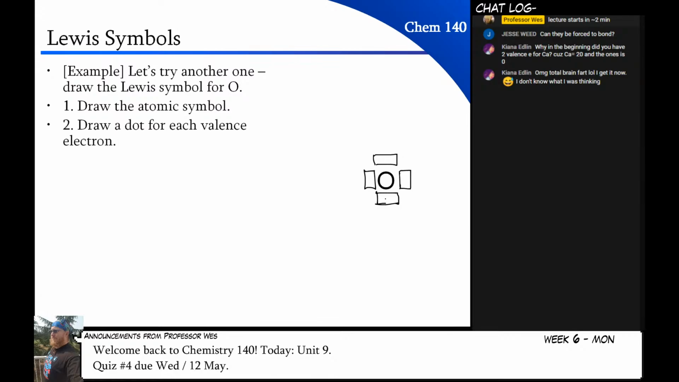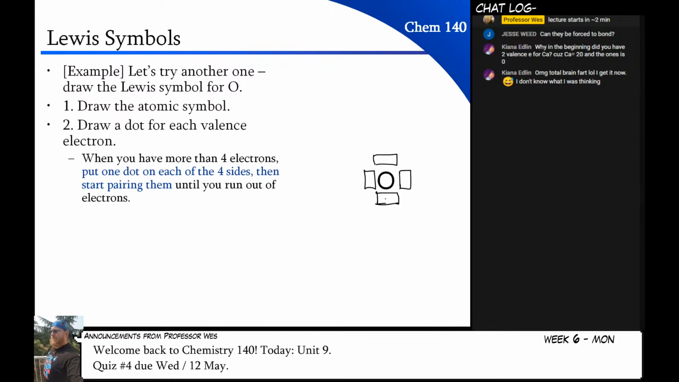And the reason that we pick 4 sides is because this mostly matches what we discover when we look into molecular geometry, which we'll talk about in 161. But for our purposes, we're just going to put electrons around the 4 sides of our symbol, one at a time, until we have to pair them.